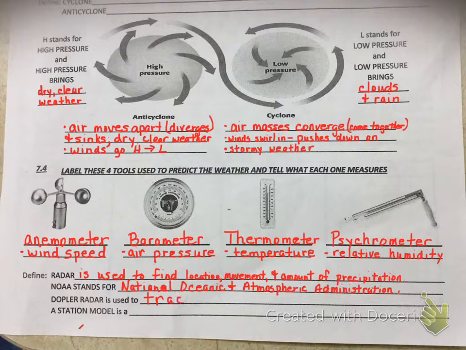Next, we have Doppler radar, which is used to track precipitation, and that's a big word that you hear on weather forecast also. And then we have a station model, which is a small circle that shows the location of the weather station.